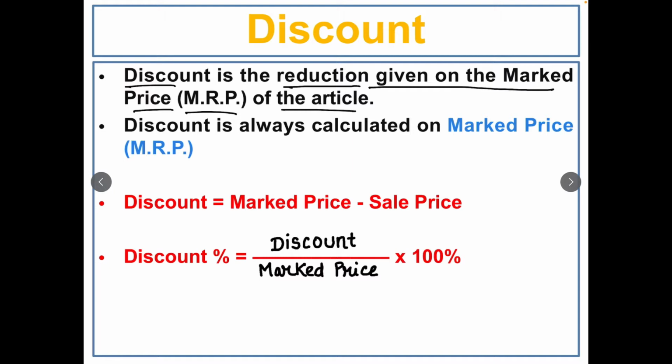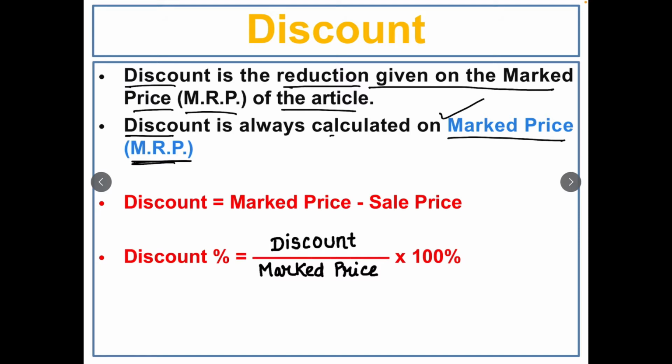ओके, आर्टिकल का जो भी मार्क प्राइस होगा उस पर जो रिडक्शन गिवन है उसको हम कहते हैं डिस्काउंट. Okay, so discount is a reduction given on the marked price of an article. So discount is always calculated on the marked price. Keep this in mind that discount is always calculated on the marked price or MRP.